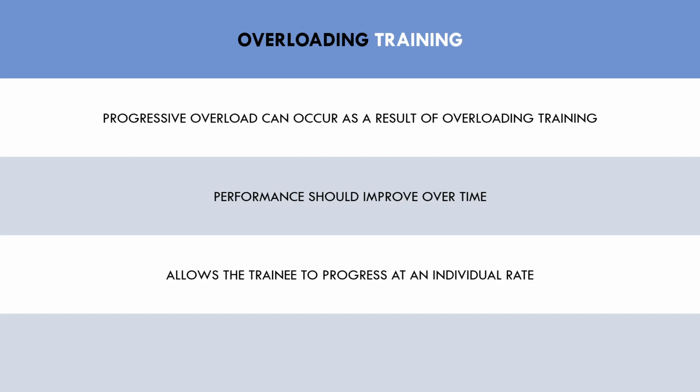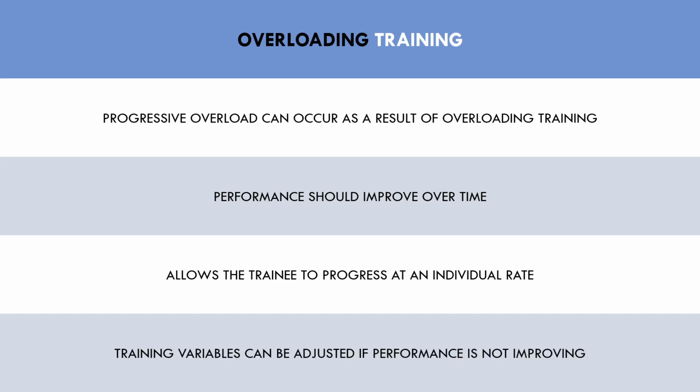This will allow the training to progress at an individual rate and account for technique adjustments and will consider performance fluctuations. If the trainee is not improving performance over time, then they may need to adjust the program. This may mean increasing or decreasing the volume or changing the exercise.